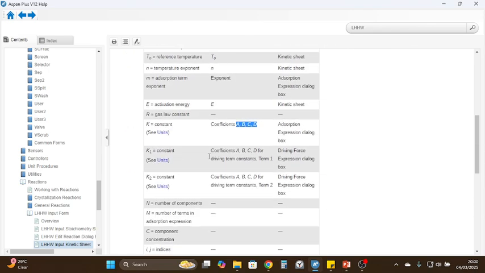Now to specify over here, this is the driving term constants for term 1, that is for acetone. We need to specify this A, B, C, and D value. Did you understand? Yes, I understand that part, that we have to put a very big negative value for A to specify this K1, right? Yeah, I got that.